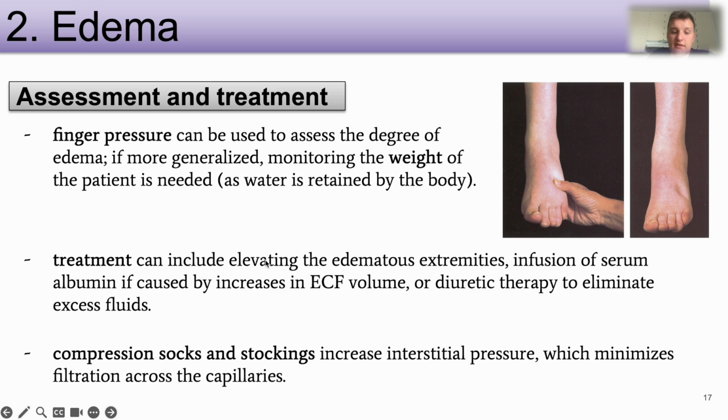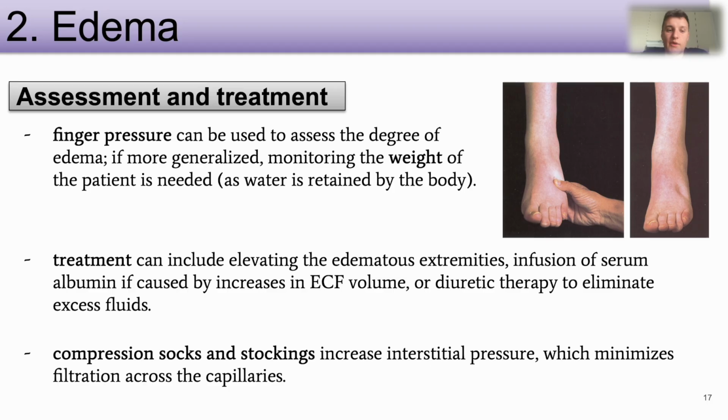Treatment will often include elevating these extremities. Wherever you have edema, you'll elevate it, so lifting your leg up. Infusion of serum albumin if caused by increased ECF volume, or some kind of diuretic therapy to eliminate these excess fluids. Compression socks are actually very good because they increase that interstitial pressure and minimize the filtration across the capillaries.